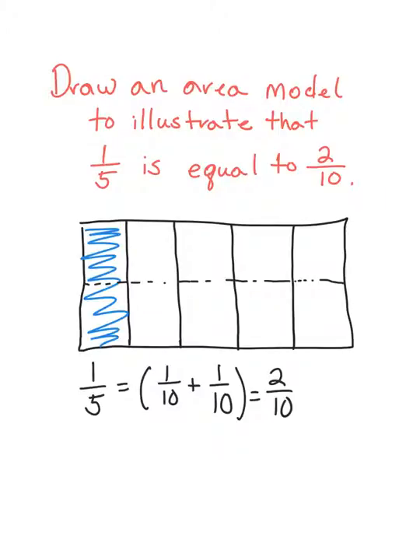But what happens if we wanted to show it as a product? Like we did in the past, we've got 2 times the unit fraction of 1/10, which is equal to 2/10. So we were able to decompose it using addition, and we can compose it back using multiplication: 2 times 1/10.